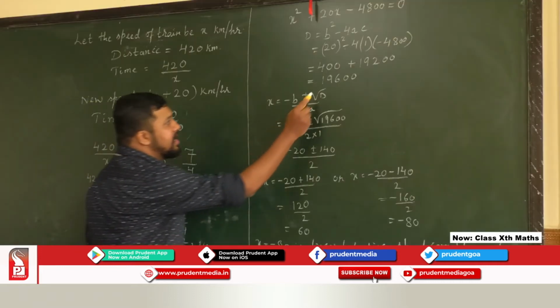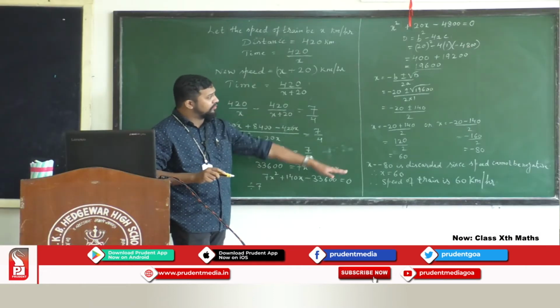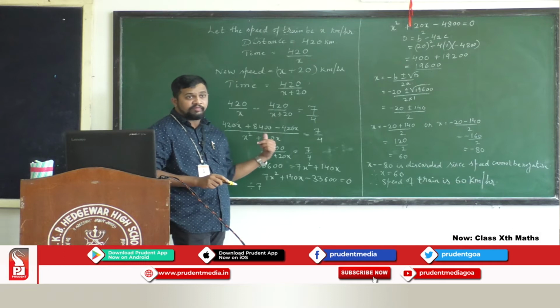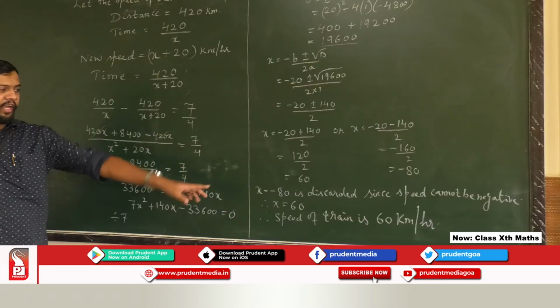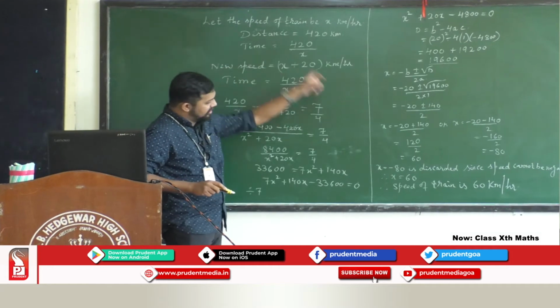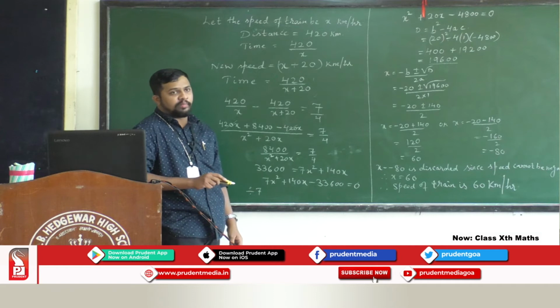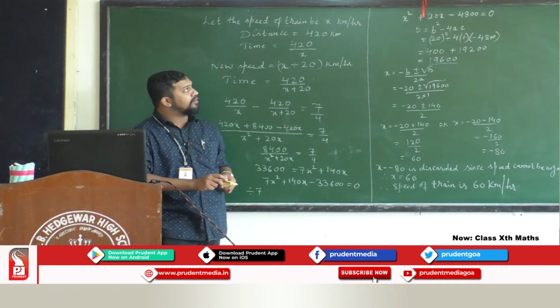Once you reach this D portion, you will come to know if your D is a perfect square, then only you can go to the further part of the problem. Otherwise, you have to check where you have made a mistake. Finally, you will get two values, one you have to discard, and the last statement, what was started, now became a known quantity for us. Therefore, the speed of the train is 60 kilometer per hour. So, this is one type of speed problem.